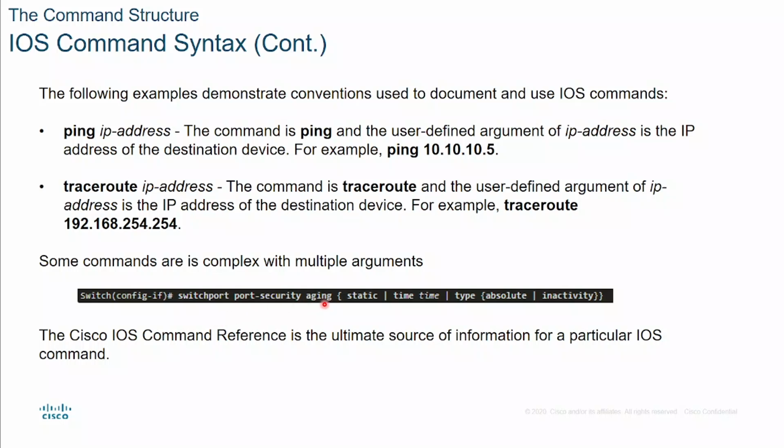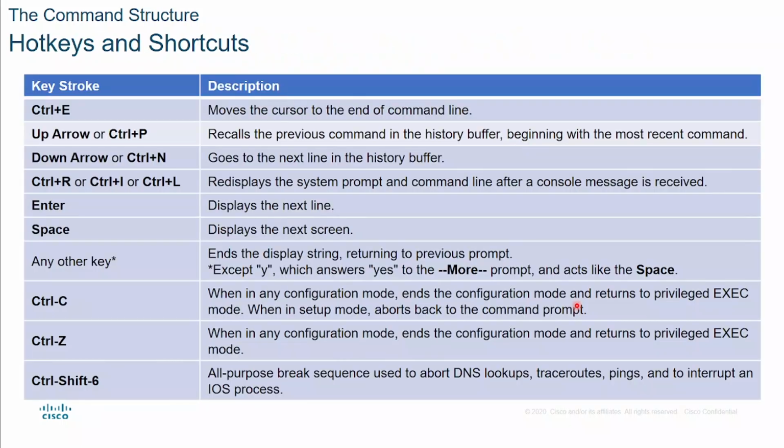So we have switchport port-security aging, then in brackets static, then time. So for time, you now put the argument of the time here. Type, for absolute or inactivity. So the Cisco IOS command reference is the ultimate source of information for a particular IOS. So let's look at hotkey structure.